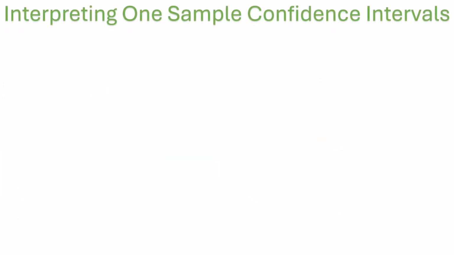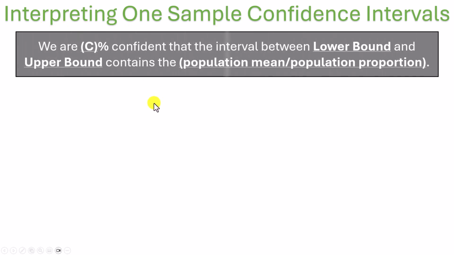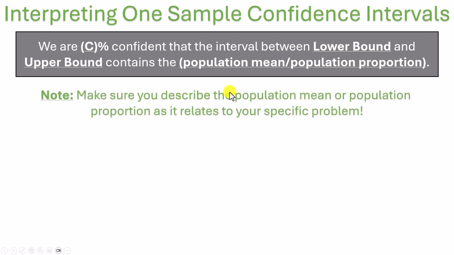Okay, the last thing to talk about is how to interpret a one-sample confidence interval. We will cover two sample confidence intervals in a different chapter, which will have their own interpretation statement. For any one sample confidence interval, you should state that we are C% confident that the interval between our lower bound and our upper bound contains the either population mean or population proportion, which are the only two population parameters we will be estimating in this class. Make sure that you describe the population mean or population proportion as it relates to your specific problem.